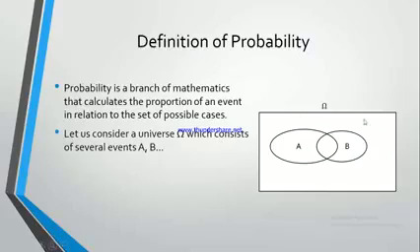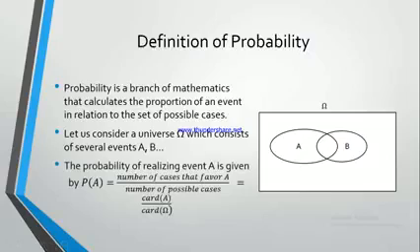So let's consider a universe omega that has several events A, B, C, etc. The probability to realize an event A is the number of cases that favor A, or the number of cases in A over the number of cases in omega. And the number of cases in A is the cardinality of A over the cardinality of omega.